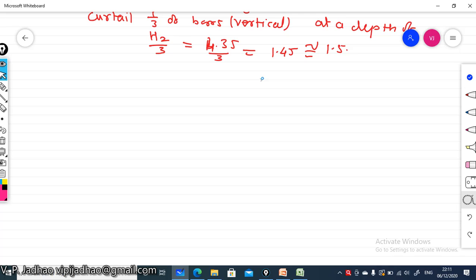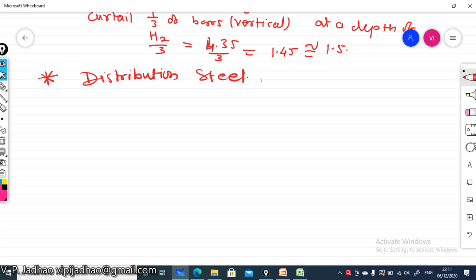Okay, now after curtailment of steel reinforcement, what we have to do is provide the distribution steel. So the next step is providing distribution steel. So we have to provide some distribution steel.